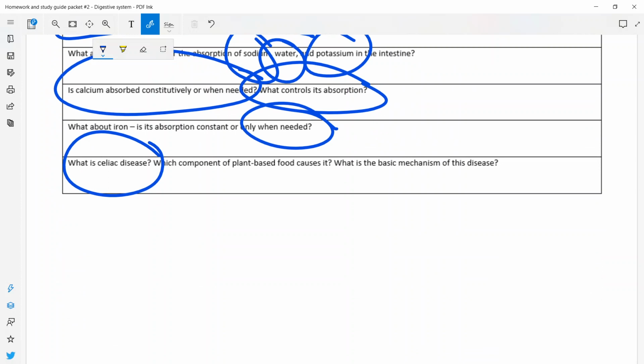Celiac disease is an autoimmune response to gluten, which results in a mass of T cells migrating to the intestine and causing inflammation and disruption of the proper absorptive membrane.